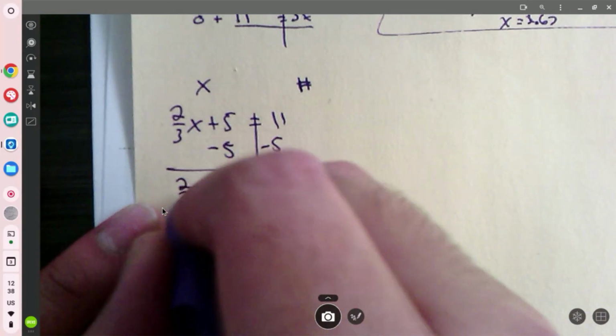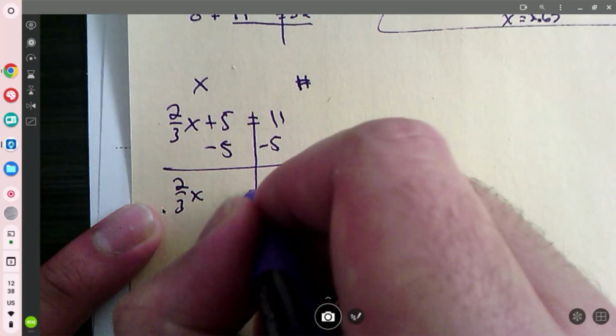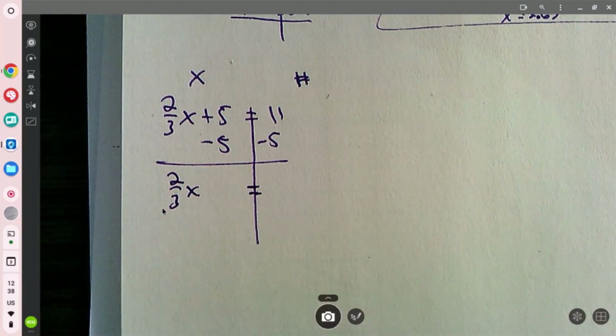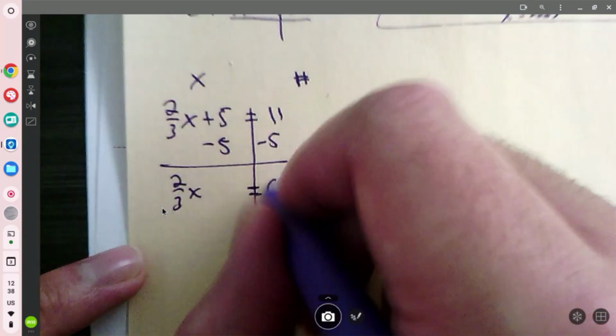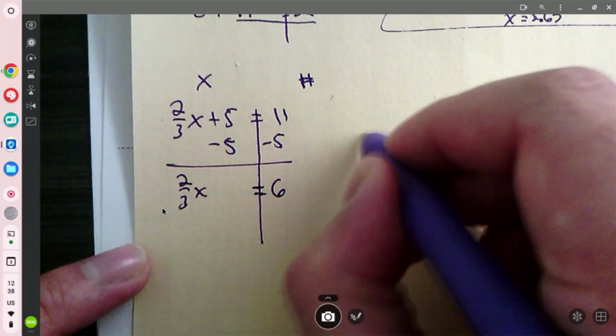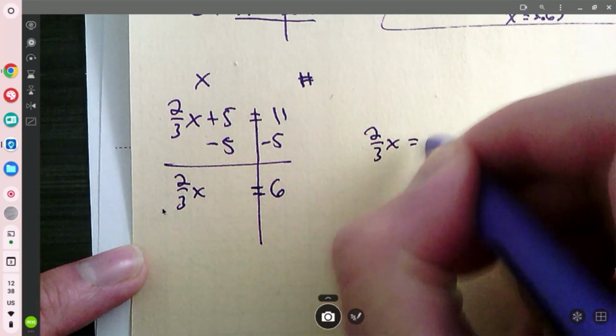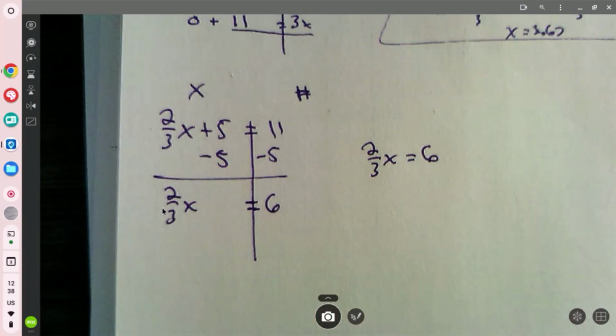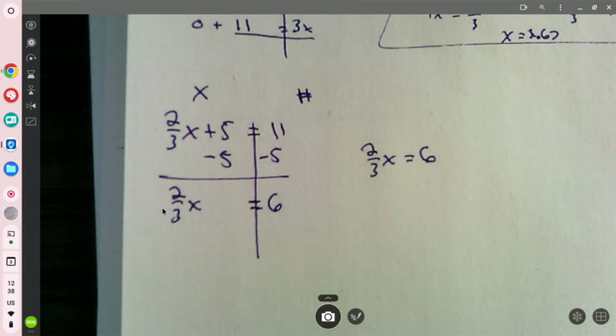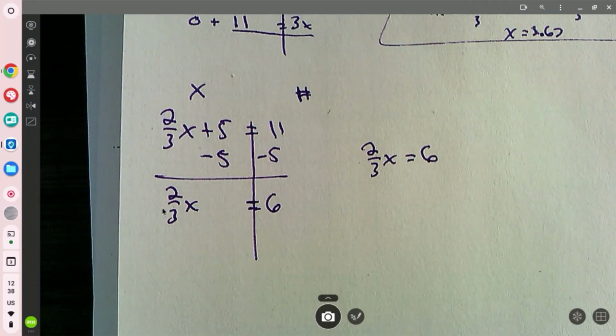So I will have 2/3 x is equal to 11 minus 5. 11 minus 5 is equal to 6. So we have 2/3 of x is equal to 6. That's where I got stuck. So we have two options to go from here. We can either divide by the same fraction, 2/3, or we can undo the fraction, 2/3. Which one do you guys want to do? You want to undo the fraction or divide by the fraction?